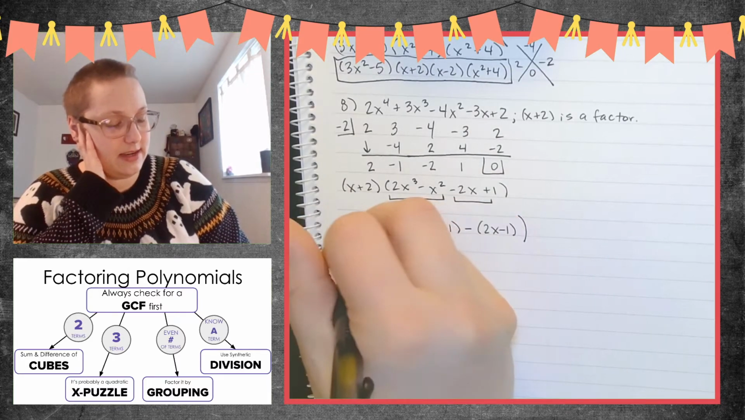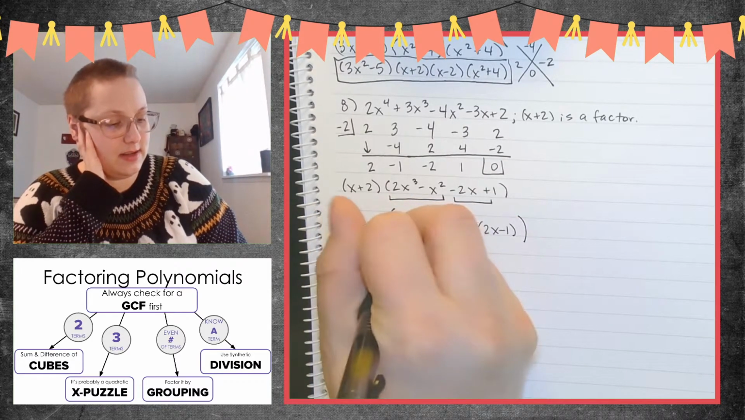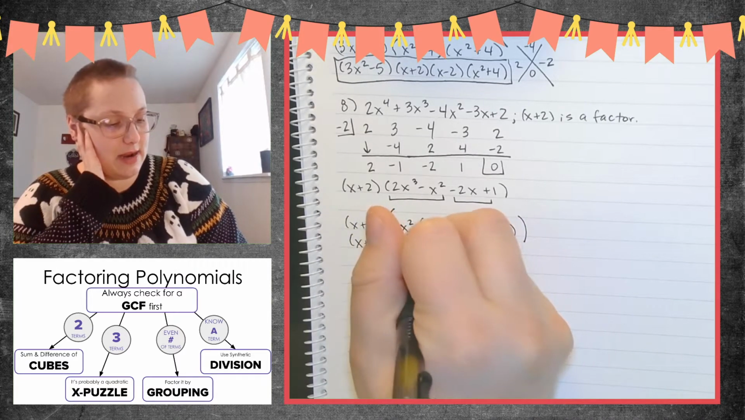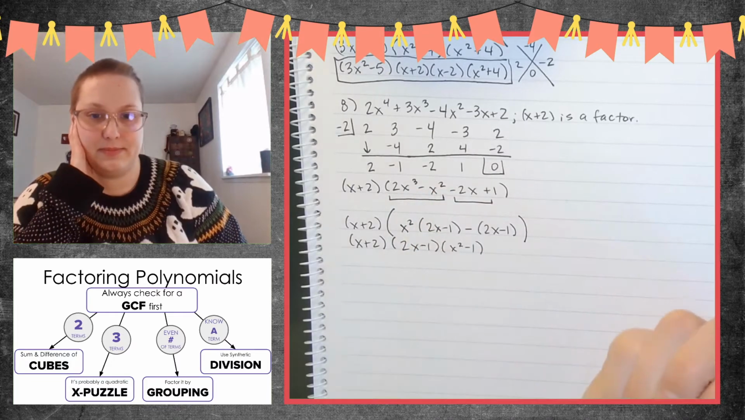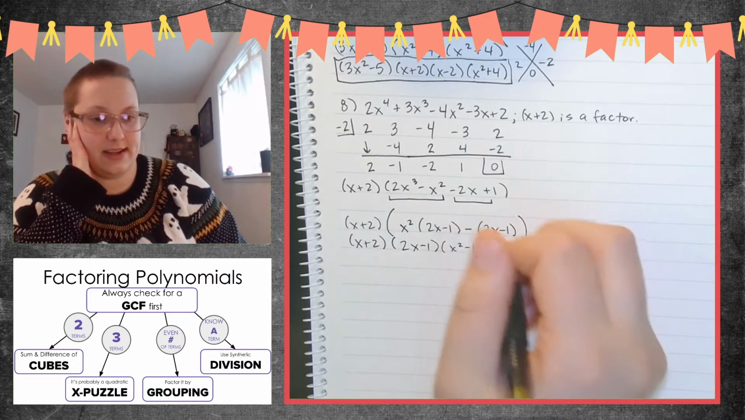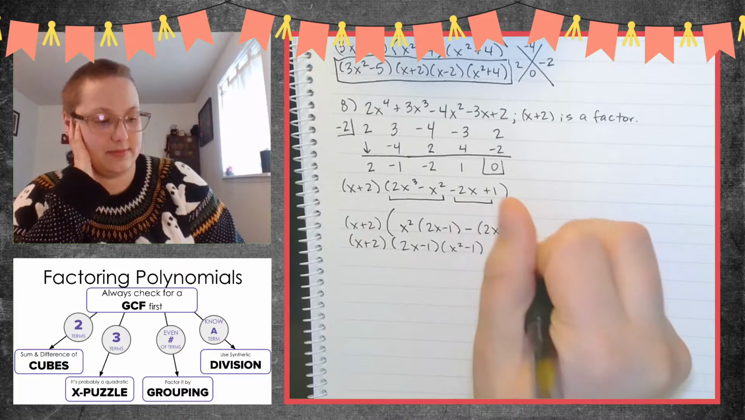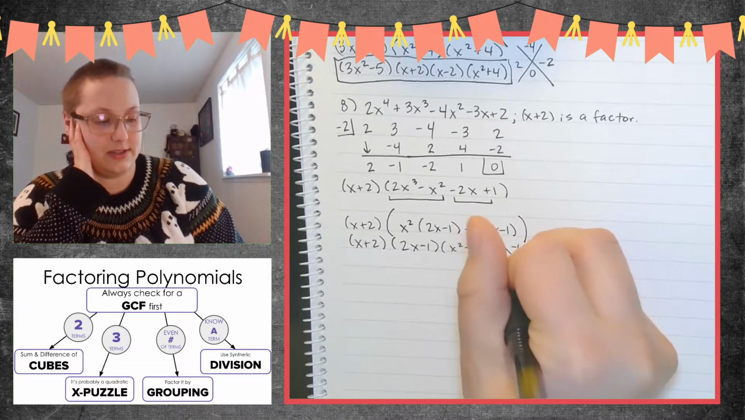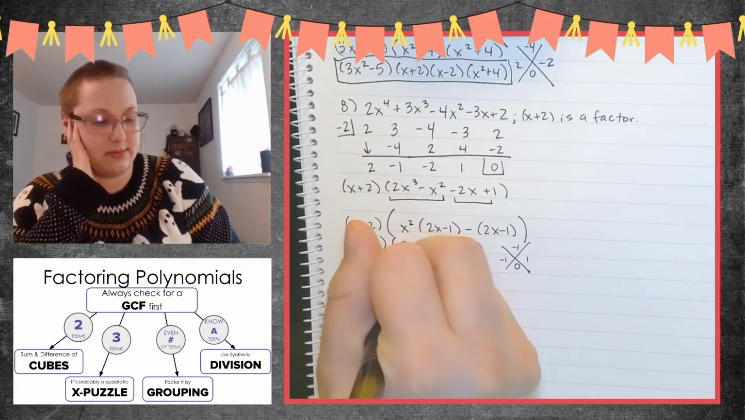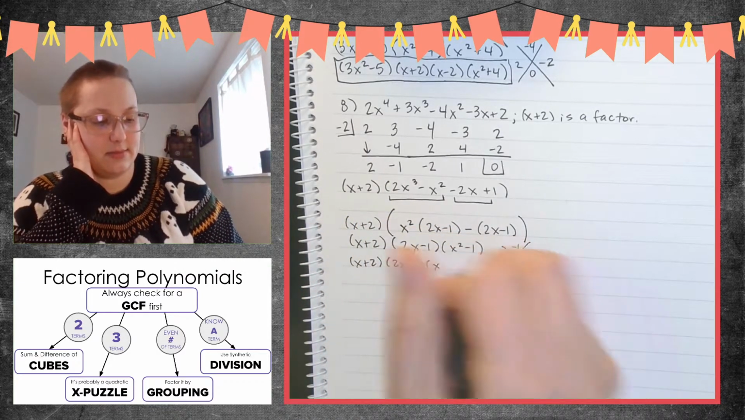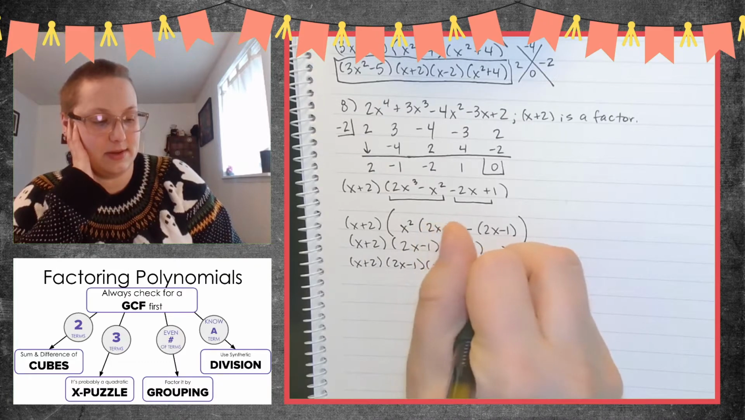Okay, so then I have x plus 2. And then here I can pull out the 2x minus 1. And then here I have x squared minus 1. And then I can do a little x puzzle with this one, with a negative 1 and 0, just negative 1 and 1. So I get x plus 2 times 2x minus 1 times x minus 1 times x plus 1.